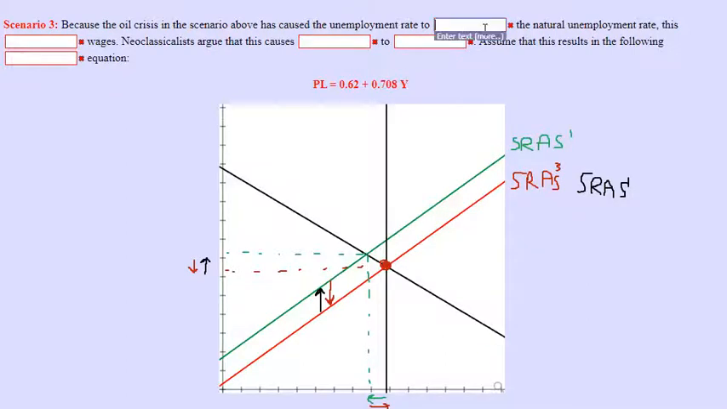Okay. So entering these answers up here, because the oil crisis has caused the unemployment rate to rise above the natural rate, because unemployment is really high here, this lowers wages. Neil Klaskel argued that this causes short run aggregate supply to increase. We're going to assume that this results in the following short run aggregate supply curve. Let's see if we got it right.